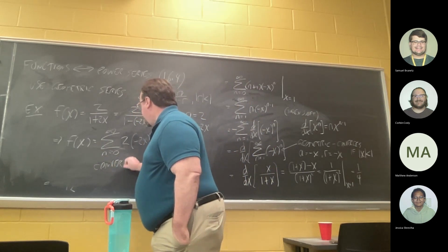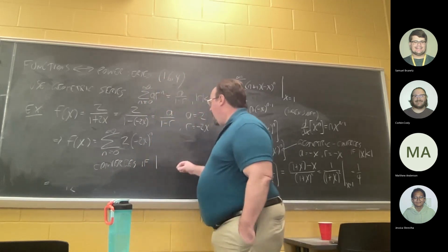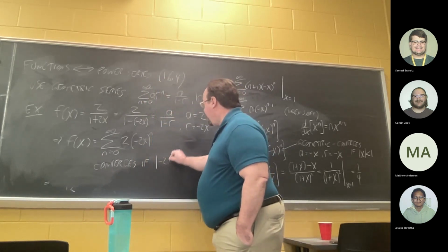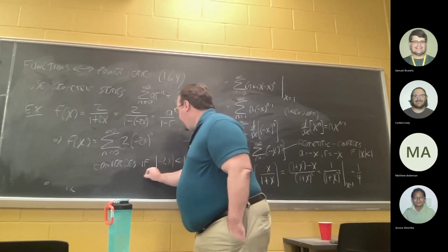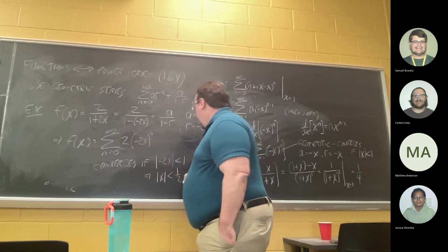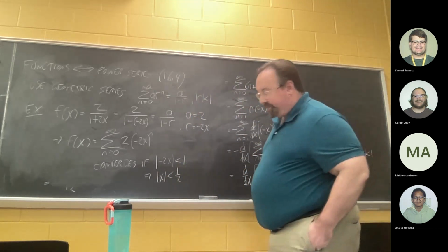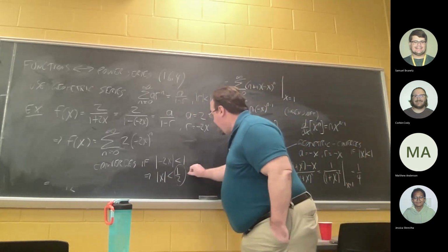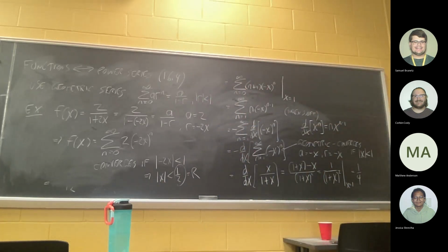And based on what we know about geometric series, this converges if the absolute value of your r, minus 2x, is less than 1. That means the absolute value of x must be less than 1/2. So this right here, the 1/2, that is your radius of convergence.